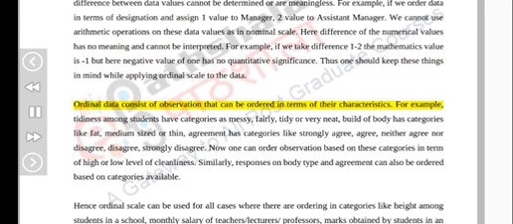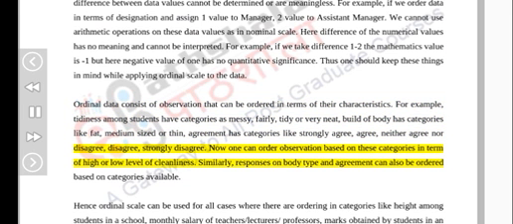Ordinal data consist of observations that can be ordered in terms of their characteristics. For example, tidiness among students has categories such as messy, fairly tidy or very neat. Build of body has categories like fat, medium-sized or thin. Agreement has categories like strongly agree, neither agree nor disagree, strongly disagree.